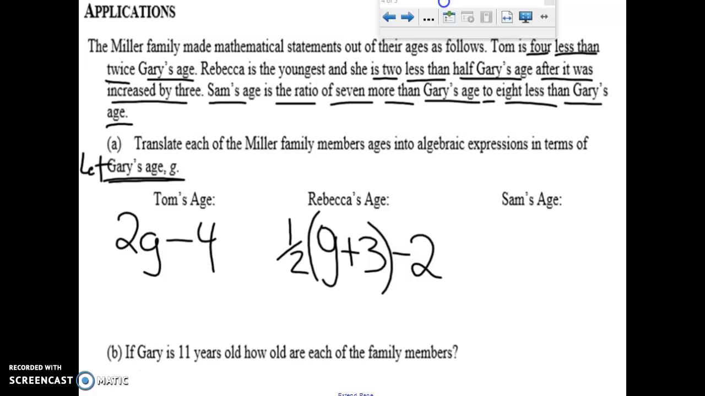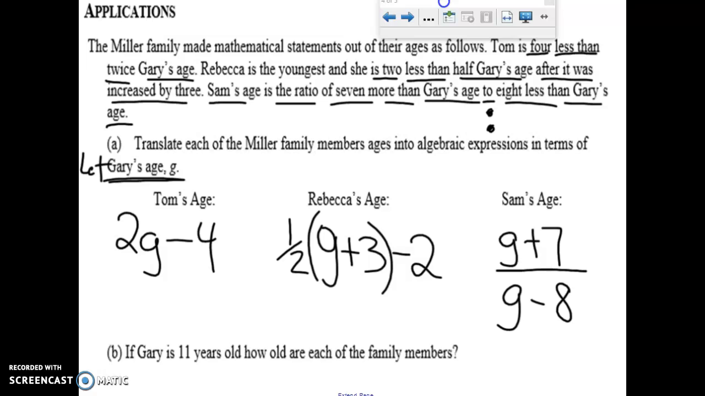And then finally, Sam's age. Well, Sam is a ratio. So if she's a ratio, she's a fraction. And that fraction has a top and a bottom. And the top part is above the 2. All right, kind of like how this would be a colon here. So 7 more than Gary's age. Just know that we can put Gary's age first when we're using addition. So G plus 7, commutative property says that's fine. But 8 less than Gary's age has to be written as G minus 8 because if you subtract, subtraction's not commutative. All right, so those are the expressions for the Miller family.